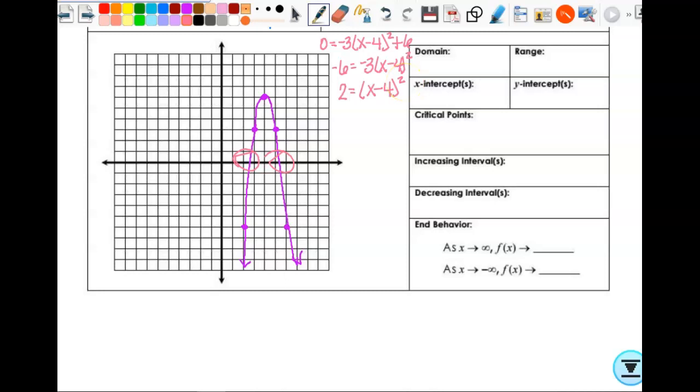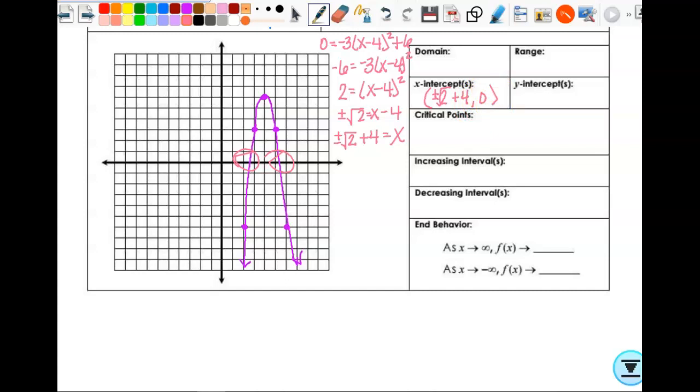How do I undo a square? Square root. So when I do that, what does the left-hand side look like? What do I write first? Plus or minus the square root of 2 is equal to x minus 4. So now I add 4 to both sides, and I get plus or minus the square root of 2 plus 4 equals x. If you don't do the plus or minus, you should notice you get one answer when you know you're supposed to have 2, right? So my x-intercepts are going to be plus or minus the square root of 2, plus 4, comma 0. That counts as 2 points.